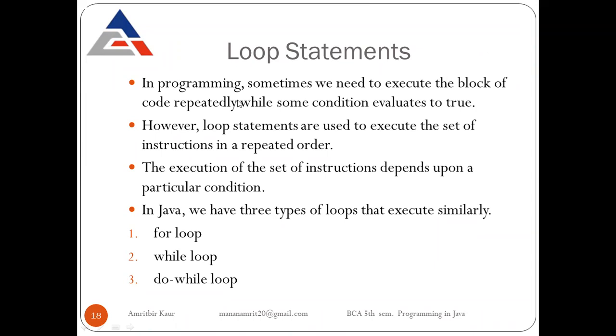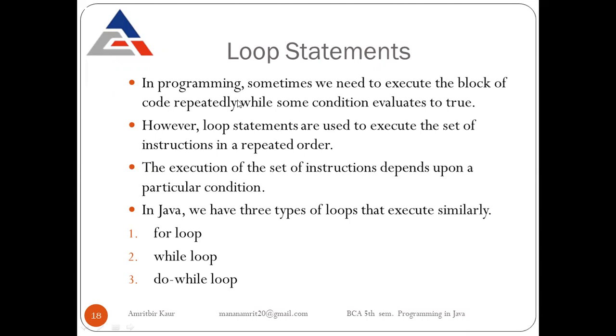In programming, sometimes we need to execute a block of code repeatedly while some condition evaluates to true. Loop statements are used to execute a set of instructions in a repeated order. The execution of the set of instructions depends upon a particular condition. So the looping statement helps us repeat a block of code where a condition will be checked. If the condition is true, then the loop will repeat that block. If the condition is false, then the loop will be terminated.